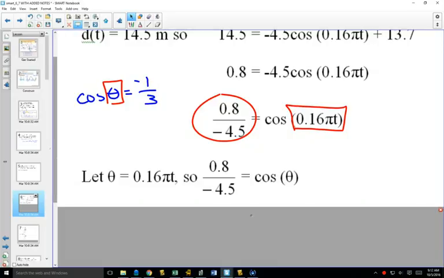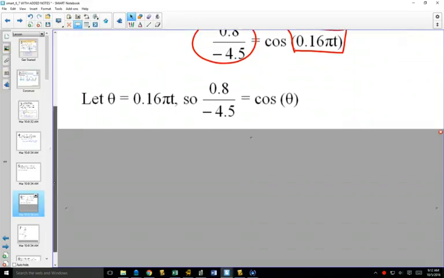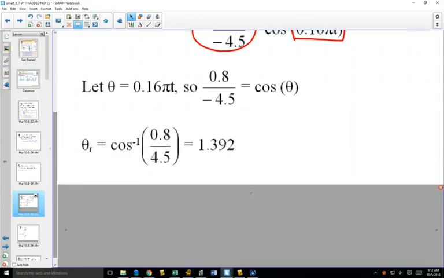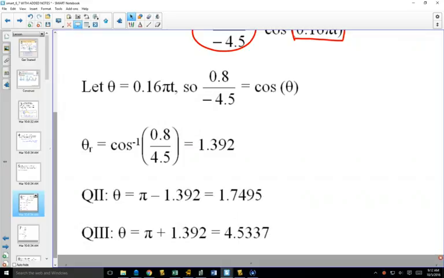We need to find our reference angle. How do we find our reference angle? We do cos inverse of the positive value and get a reference angle of 1.392. Then it's going to be in quadrant 2 and quadrant 3 because it's negative. So we can do pi minus our reference angle in quadrant 2 and pi plus our reference angle in quadrant 3. And we get two answers for theta.